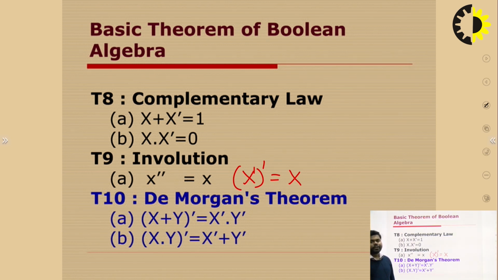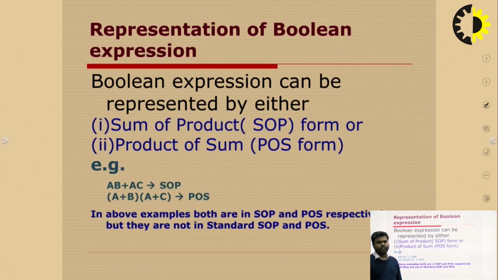The De Morgan theorem is very important to prove in Boolean algebra. So, in the further slides you can prove the De Morgan theorem, and all the theorems you have to prove in Boolean algebra. (x dot y) dash equals x dash plus y dash.